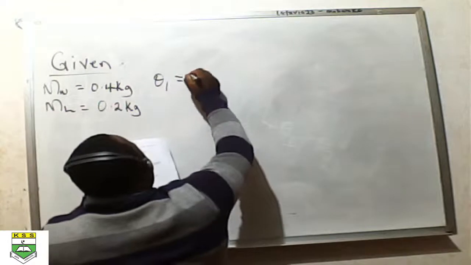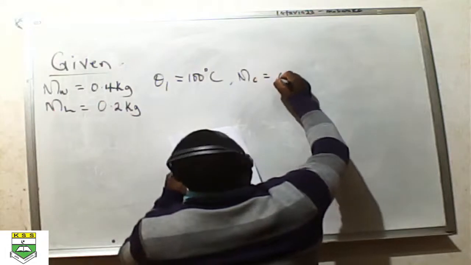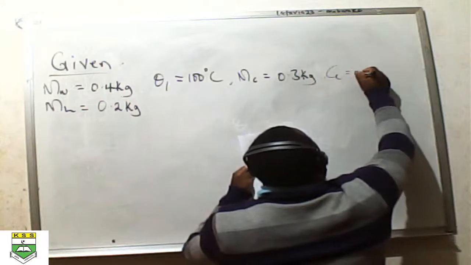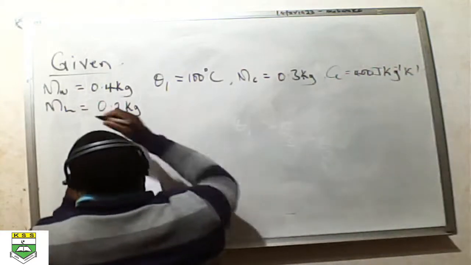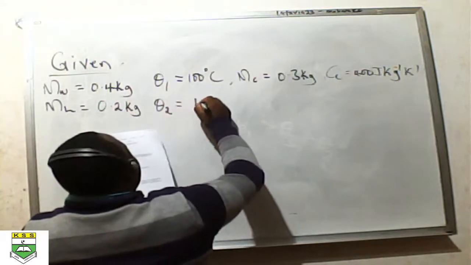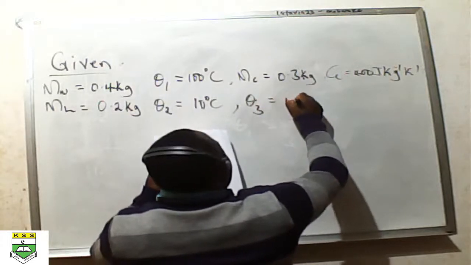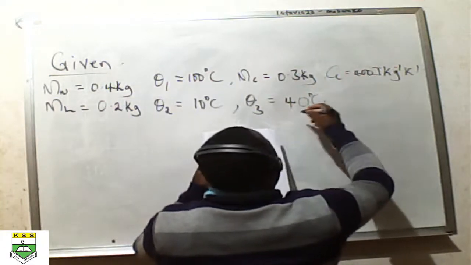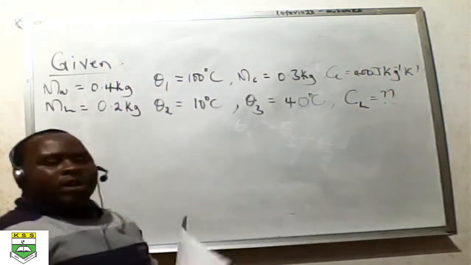The theta 1 is 100 degrees Celsius. Then the mass of the calorimeter is 0.3 kilograms, and the specific capacity of this calorimeter is 400 joules per kilogram per Kelvin, as you can see. The mass of the liquid is there. Theta 2, which is the temperature of the liquid before you bring the hot water, is 10, and theta 3 is the temperature of the mixture after you put the hot water into this liquid. You realize that the only thing we do not have is the specific capacity of this liquid.